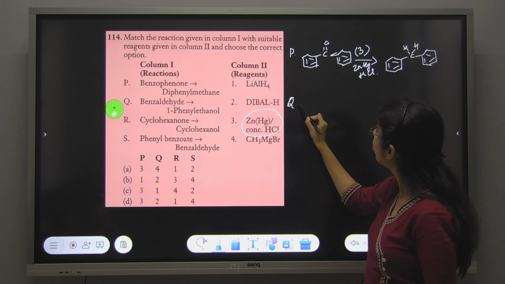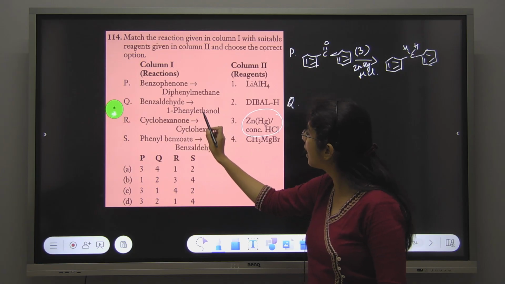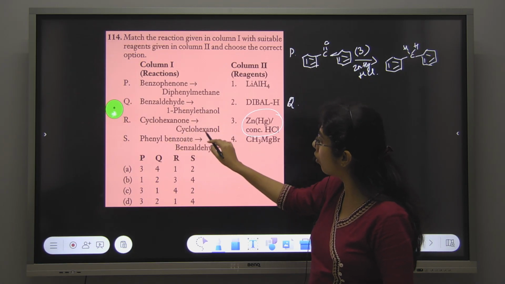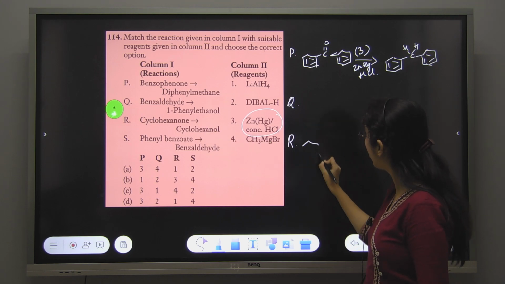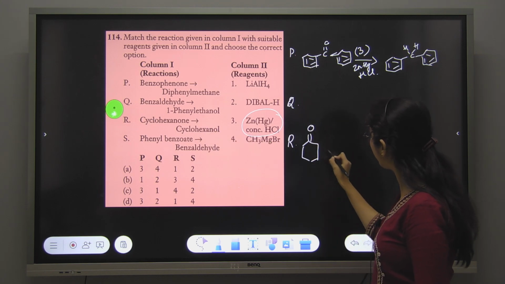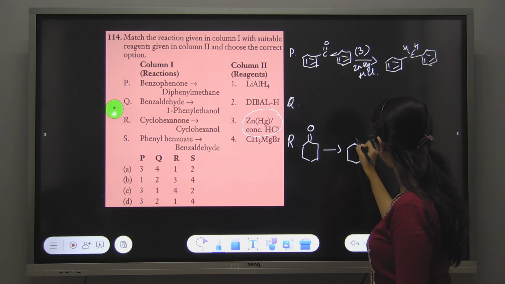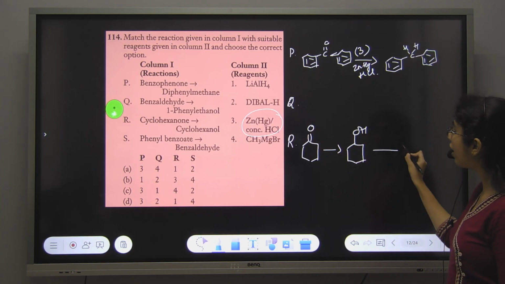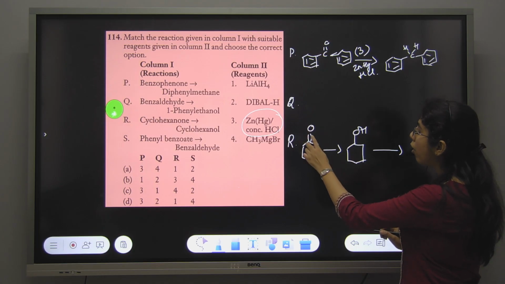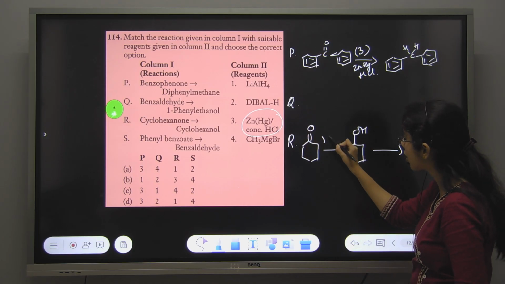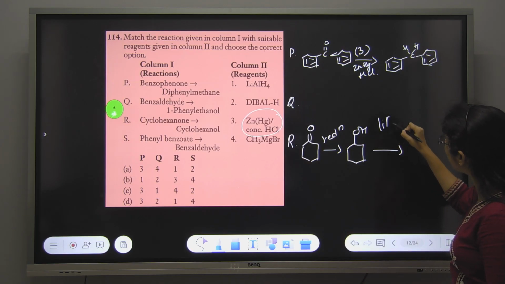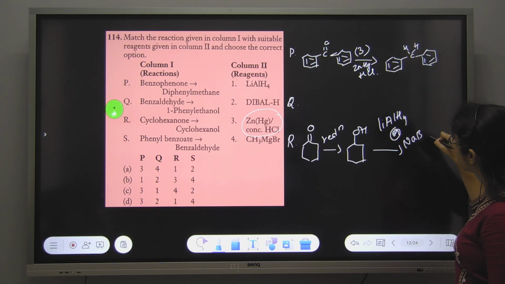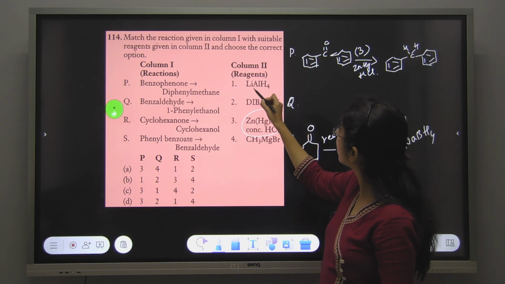Next, coming to the second one. Benzaldehyde, which is very easy. Cyclohexanone, which is this, to cyclohexanol, which is this. What did we do? We converted the double bond O to OH. This is also reduction. Either lithium aluminum hydride or sodium borohydride. So we have lithium aluminum hydride.